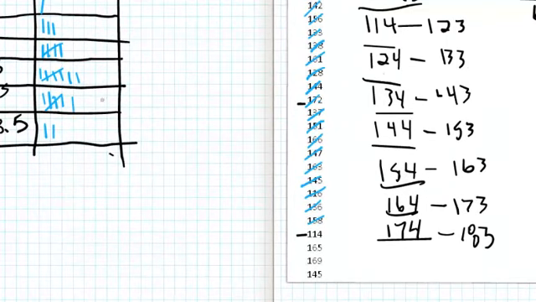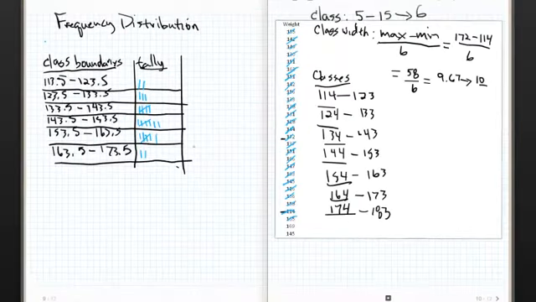158, 114, whoops, 114, 165. If you're bored as heck, you can always fast forward through this. 169 right here as well. And then 145, which is right here. Okay? Now, let's see what we got.